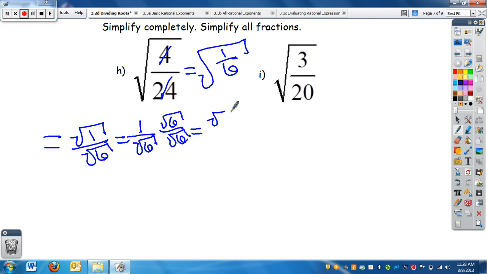1 times the square root of 6 is the square root of 6. Square root of 6 times square root of 6 is 6. There's no outside number to simplify. 6 is 2 and 3. That doesn't simplify. You are done.